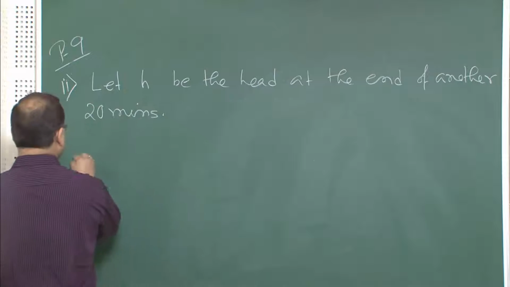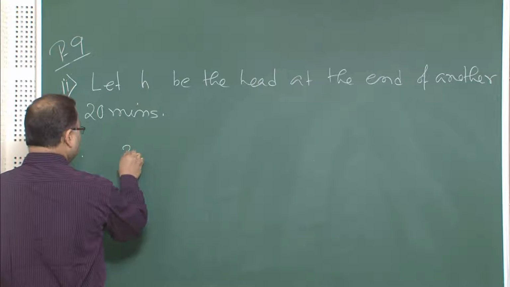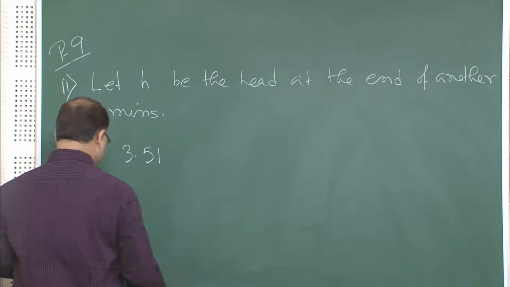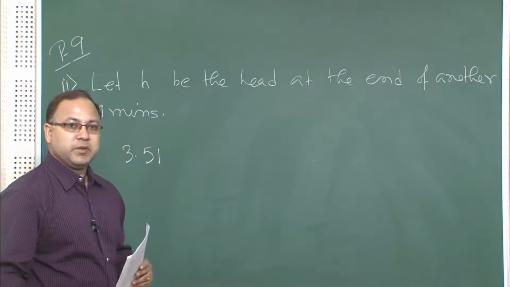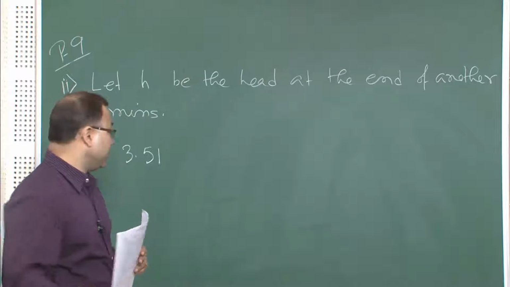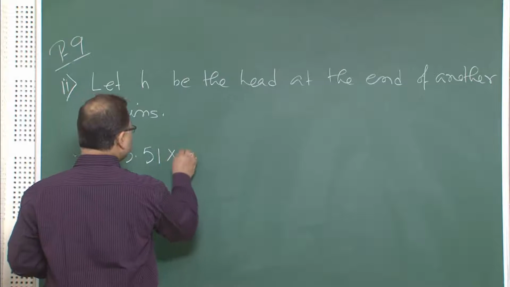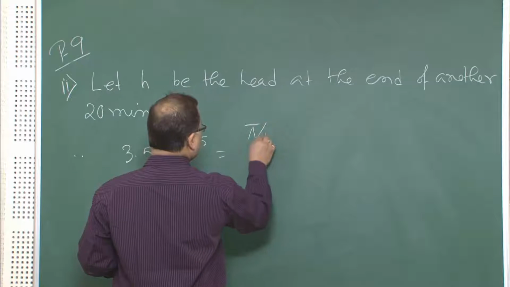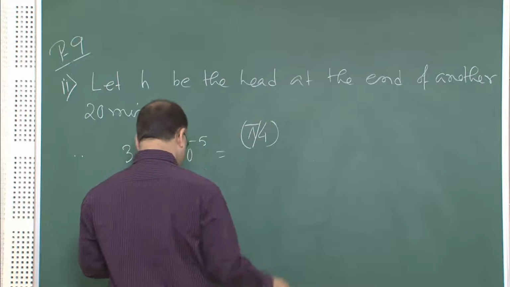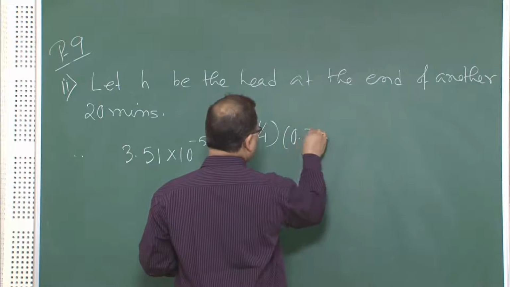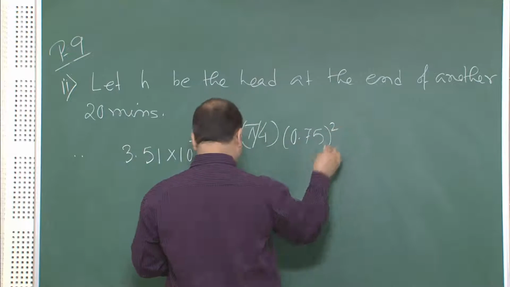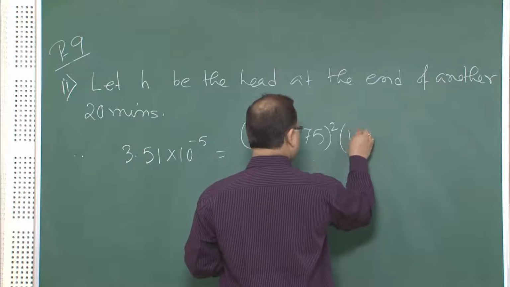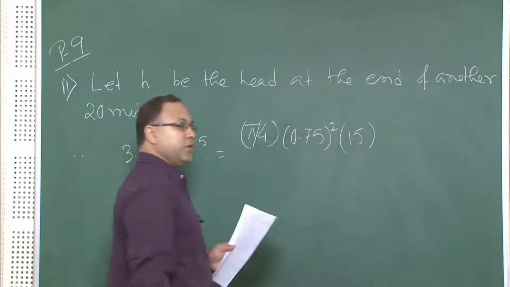Okay. So, therefore, in the previous expression, now you have got the coefficient of permeability. So, that is not unknown to me. So, 3.51 × 10^-5 is equal to π/4 into 0.75 whole square into 15. The sample is remaining the same.